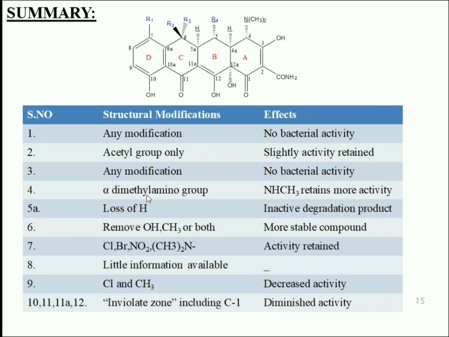If chloride, bromide, nitro, or dimethylamino groups are attached to carbon 7, the activity of the tetracycline will be retained. If a chloride or methyl group is attached to carbon 9, the activity of the tetracycline will be decreased. If there is any modification at carbon 10, 11, 11a, and 12, the activity of the tetracycline will be completely diminished. So this was all about the structure-activity relationship of tetracycline.